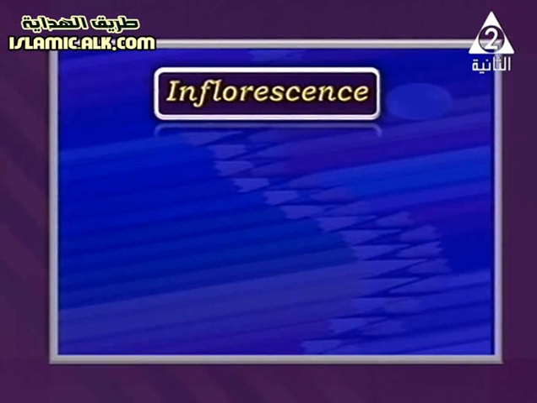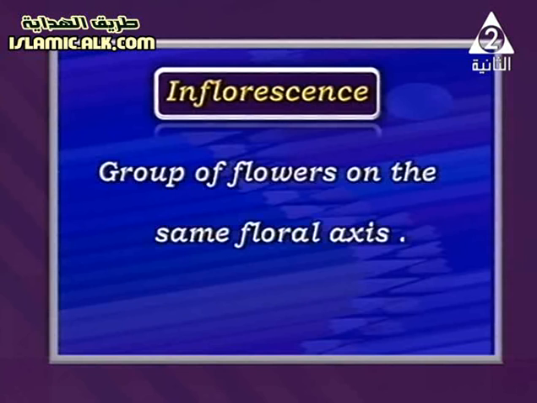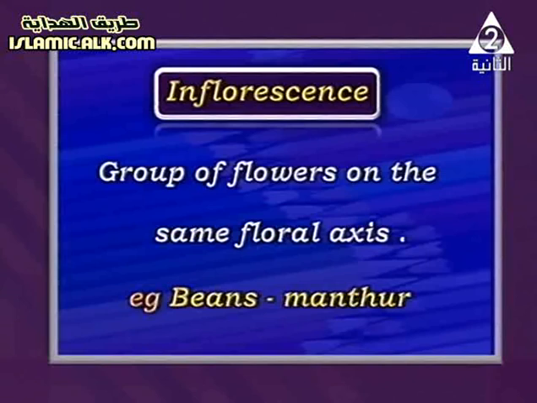Well, on the other hand, if you observed in the street or in the garden a group of flowers connected together, gathering together, we call it inflorescence. They are a group of flowers on the same floral axis, I mean, on the same part of the stem of the plant. They are called inflorescence. That is all. Well, after that, like bean plant, and so on.